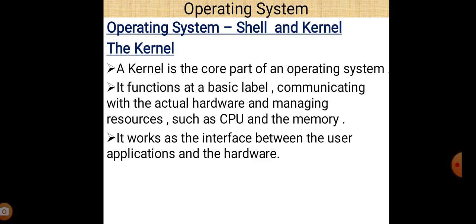And as we know, according to the definition of the operating system, one part is responsible for interacting with the user, that is the shell, and the other part which is responsible for interaction with the hardware is called the kernel. So the kernel basically interacts with the hardware, and its main work is resource management, whatever resources the computer has. So it basically manages all these resources such as the CPU, central processing unit, and the memory. So that is the work of the kernel. So that is the basic difference between shell and kernel.